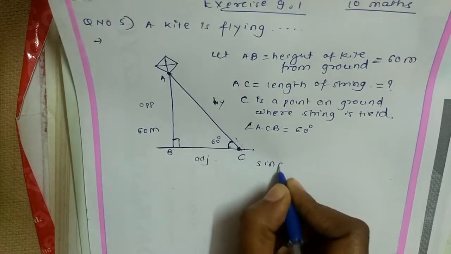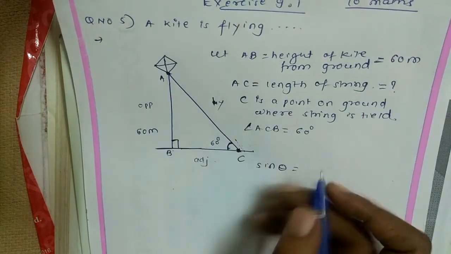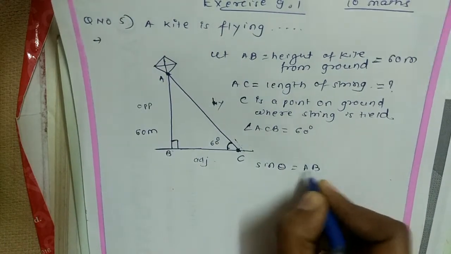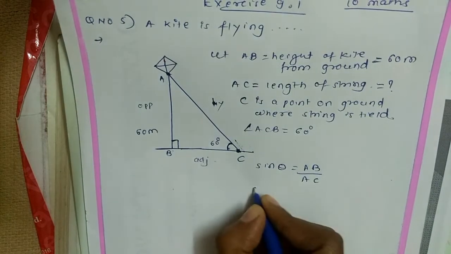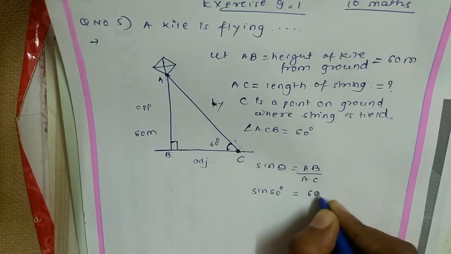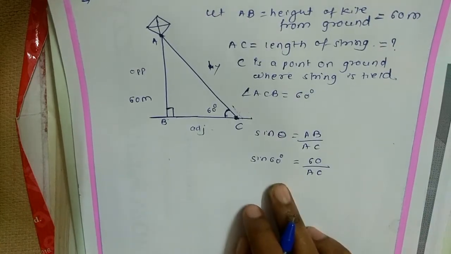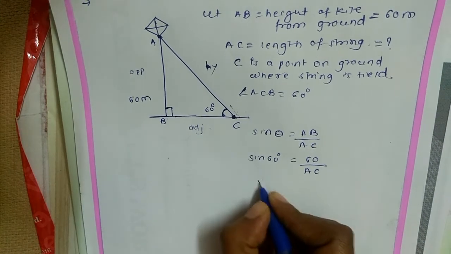The ratio of opposite to hypotenuse is sin theta. So sin theta is opposite upon hypotenuse. Opposite is AB and hypotenuse is AC. So sin theta, where theta is 60 degrees, AB we know is 60 meters, and AC we don't know, so we write it as it is. Sin 60 degrees, you should know, is root 3 by 2.